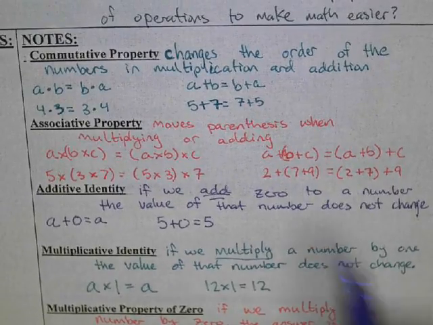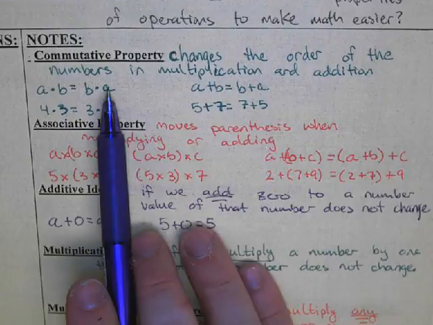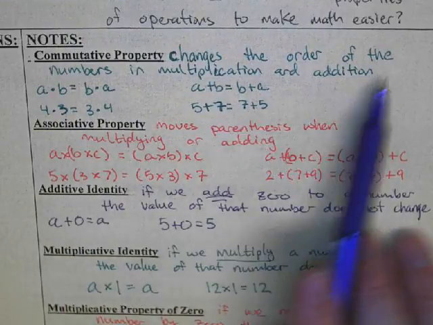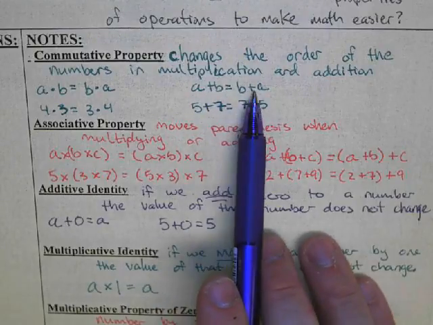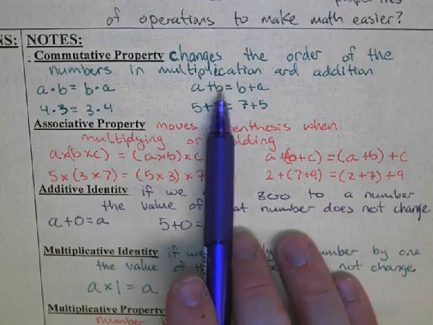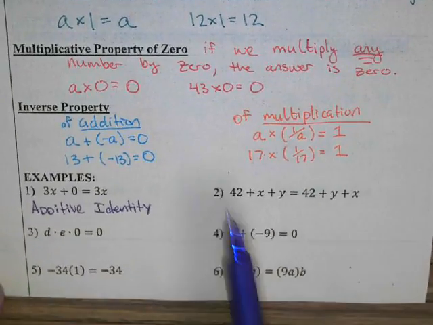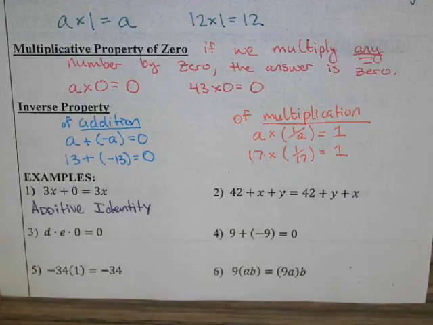Okay, so let's go through our properties, starting with the first one, commutative property. Changes the order of the numbers in multiplication and addition. So this example right here, a plus b is equal to b plus a. So we can change the order of the numbers or the letters, the variables, in our addition. So let's look at that. And I go, oh, well, x plus y changed order, so that is my commutative property.